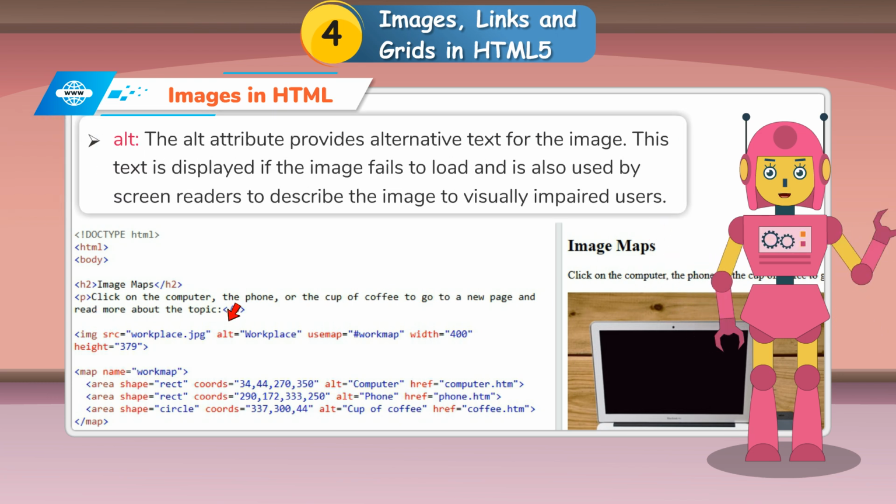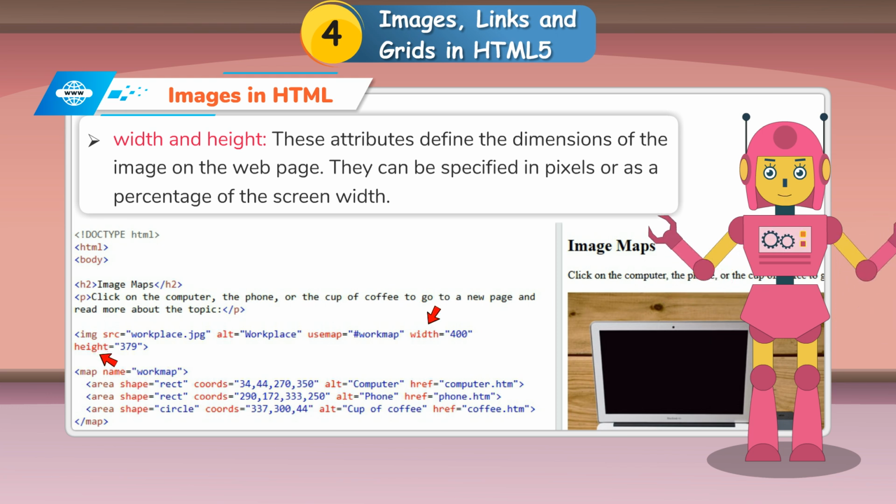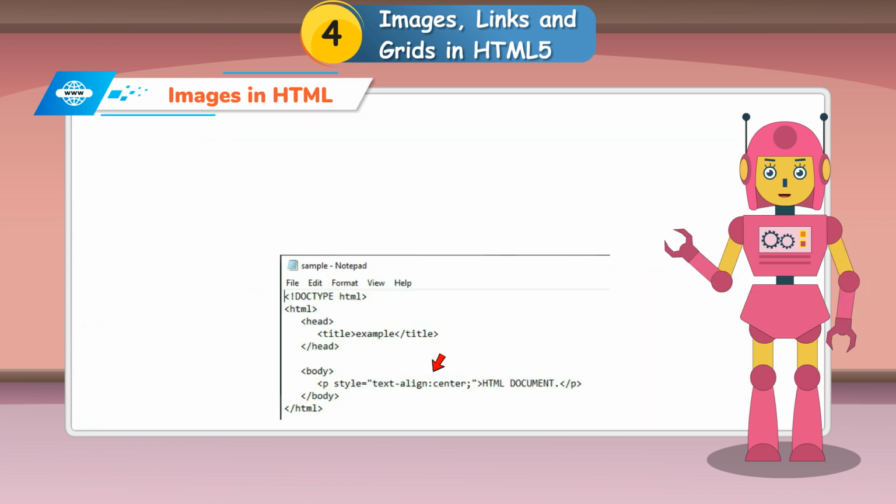Alt. The alt attribute provides alternative text for the image. This text is displayed if the image fails to load and is also used by screen readers to describe the image to visually impaired users. Width and height. These attributes define the dimensions of the image on the web page. They can be specified in pixels or as a percentage of the screen width.